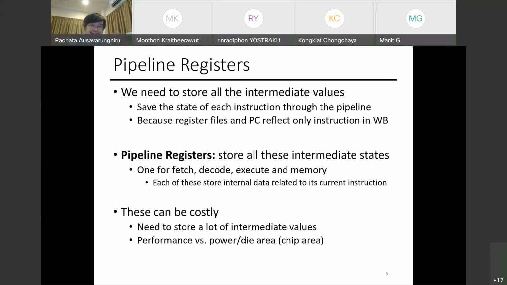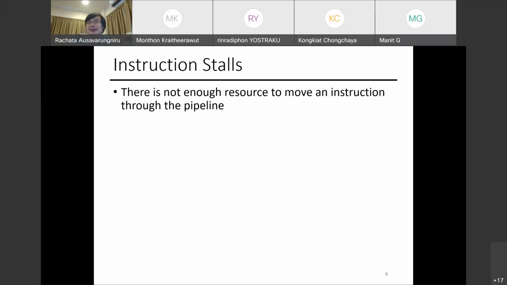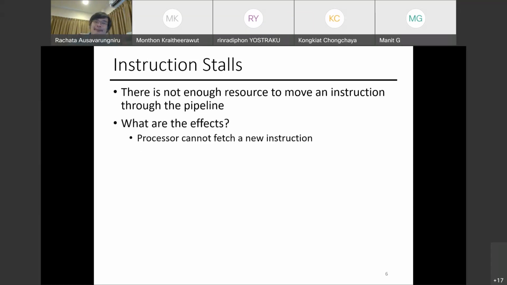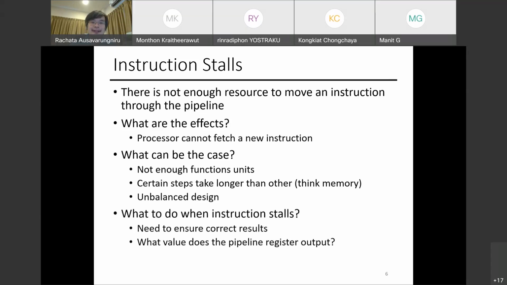But still, with pipelining, we talked about what can happen, which is instruction stall, right? There's not enough resource to move an instruction through the pipeline. So the effect is my program gets slower. What can be the case? Not enough ALUs. You can't access certain things in a really quick amount of time. Think memory, right? Sometimes your design is just simply unbalanced. Things like instruction stall: if you want to make sure they're faster, you still need to produce correct results. What do I mean by that?